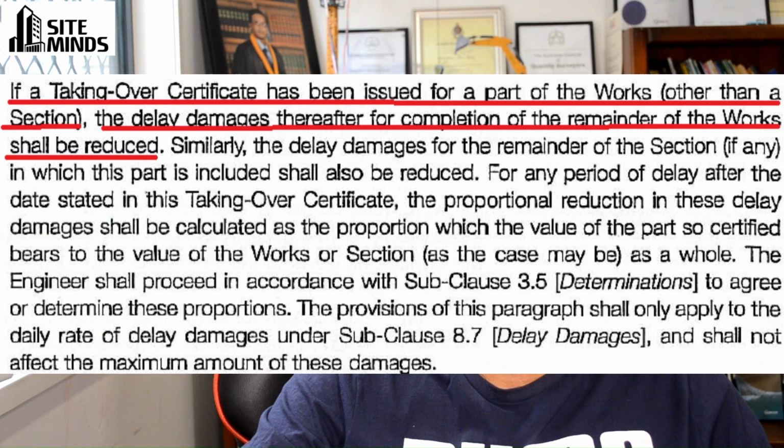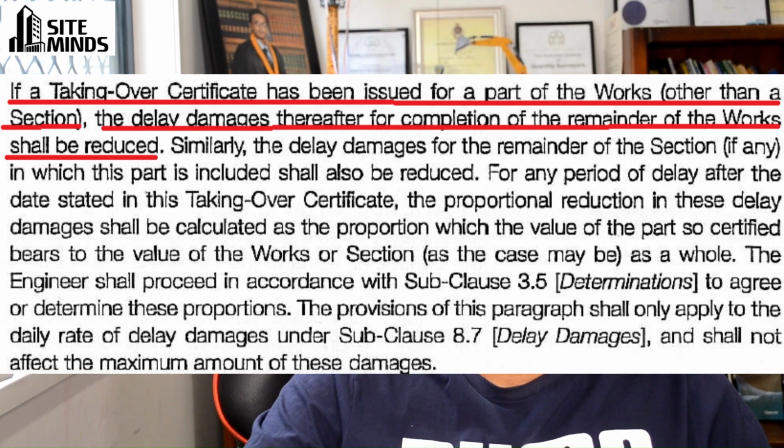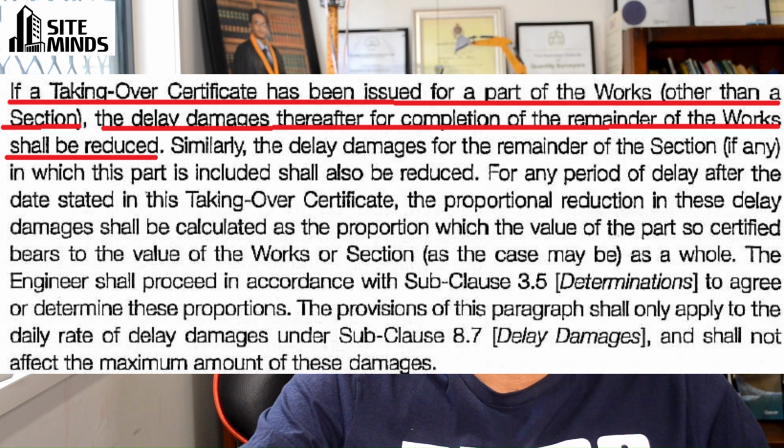So in that case 10.2 applies, where the engineer needs to issue a taking over certificate for that portion of the work. That clause clearly mentions the reduction of liquidated damages in case of partial completion. So as it mentions, if a taking over certificate has been issued for a part of the works other than a section addressed under 10.1, the delay damages thereafter for completion of the remainder of the works shall be reduced.